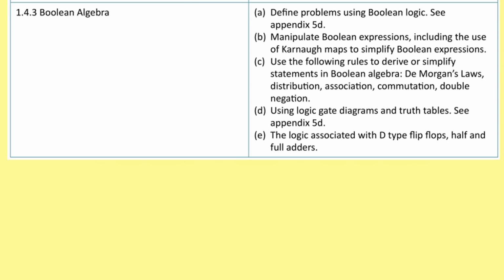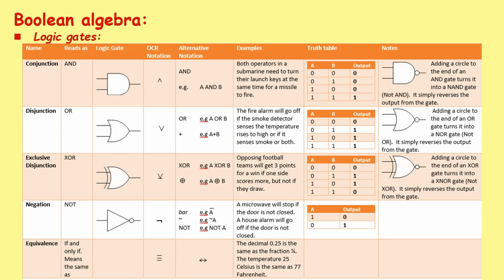Moving on to 1.4.3 Boolean Algebra. Now, I'm not going to try and teach you in this section how to do Boolean algebra. It's just a revision, some key points about these topics that you should know or refresh yourself on before your exam. So starting with our logic gates, we've got a nice table here. We've got our ANDs, our ORs, etc. all listed. We've got the logic gates, the notation, examples, truth tables, pretty much everything you need to know about simple logic gates here.